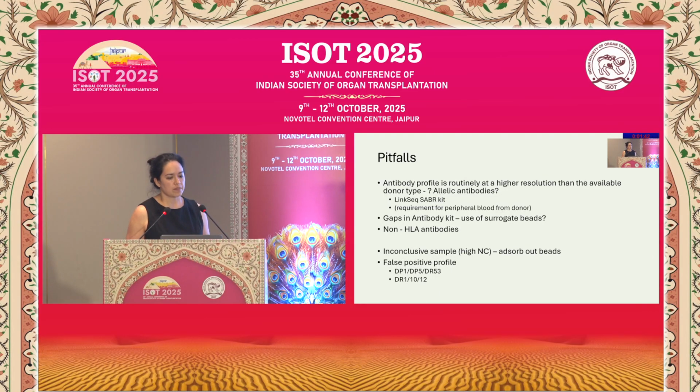We often receive antibody profiles that are at higher resolution than the available donor type, which is why we've introduced the SAB-R kit in Leeds. There are gaps in the antibody kit, as has already been alluded to. So how do you manage this? Do you look at surrogate beads? Do you look at an alternative vendor? The tests that we perform only look at HLA antibodies, but there are some other non-HLA antibodies that could be problematic in transplantation. And as with all antibody beads, single antigen beads, we have problems with false positive profiles that we need to be able to get around.